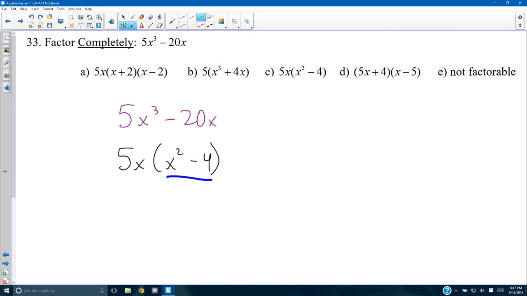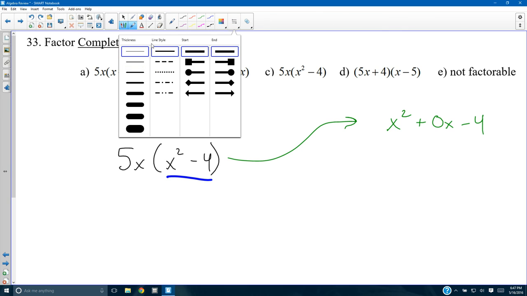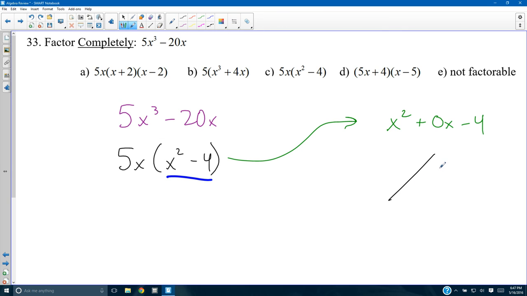Let's factor x squared minus 4. In fact, I'm going to do it off to the side so you're not as distracted by the 5x. What you don't want to do is forget that this 5x still exists in the end of your problem. I'm going to rewrite x squared minus 4 and include the linear term, which is actually 0x. If you think about it, this is actually what it is. Right? So, let's see how this comes to be here. What two numbers multiply to negative 4 and add to 0?